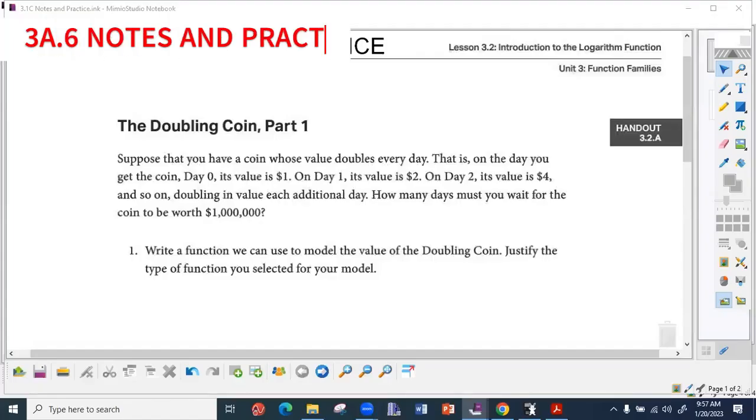Okay. All right. So we're talking about the doubling coin. Suppose that you have a coin whose value doubles every day. That is, on the day you get it, day 0, the value is 1. On day 2, the value is 2. On day 3, the value is 4. You get what I'm saying? Yes. Every day the value is going to double.